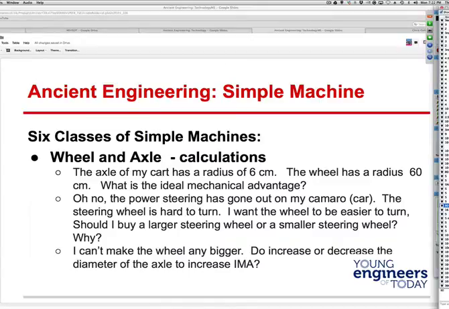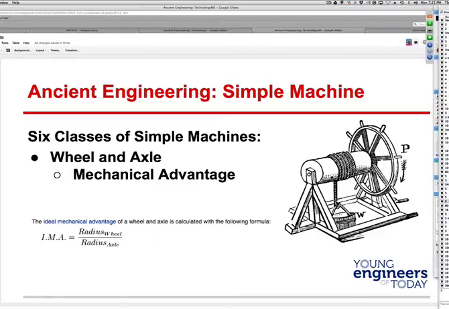You guys are crunching it. I'm not sure where you came up with that. You're not multiplying it. You're looking at the formula. Please write out the formula on a piece of paper. We said IMA is, let's look at what the formula is: the radius of the wheel divided by the radius of the axle.